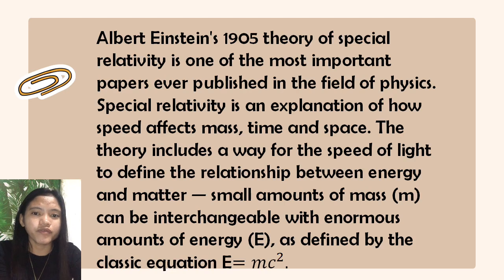Albert Einstein's 1905 theory of special relativity is one of the most important papers ever published in the field of physics. Special relativity is an explanation of how speed affects mass, time, and space. The theory includes a way for the speed of light to define the relationship between energy and matter. Small amounts of mass can be interchangeable with enormous amounts of energy, as defined by the classic equation E equals mc squared, or the energy equals mass times the speed of light squared.